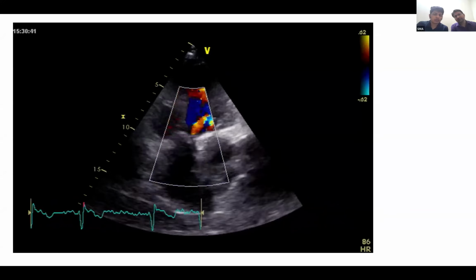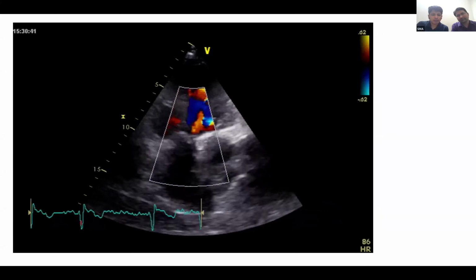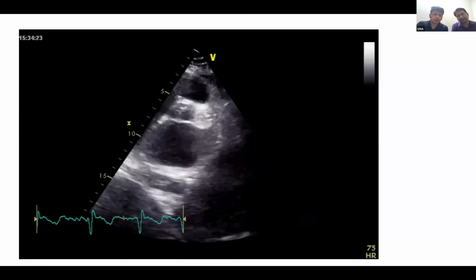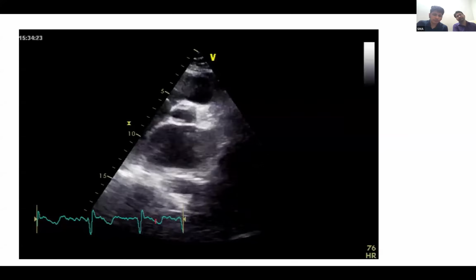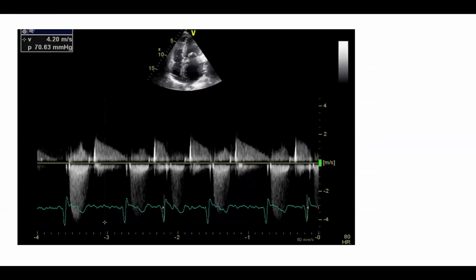There is mild AR. Tricuspid thick calcified aortic valve. Trying to look at the appendage. Velocity of 4 and peak gradient of 70. What? Aortic velocity of 4 and peak gradient 70.